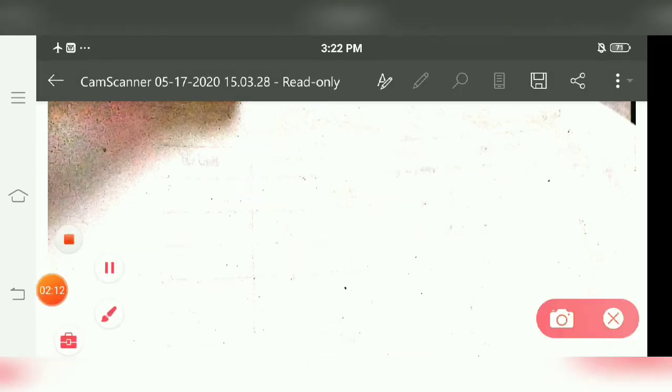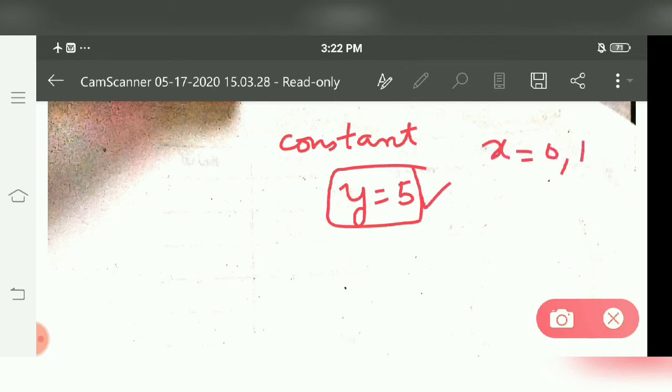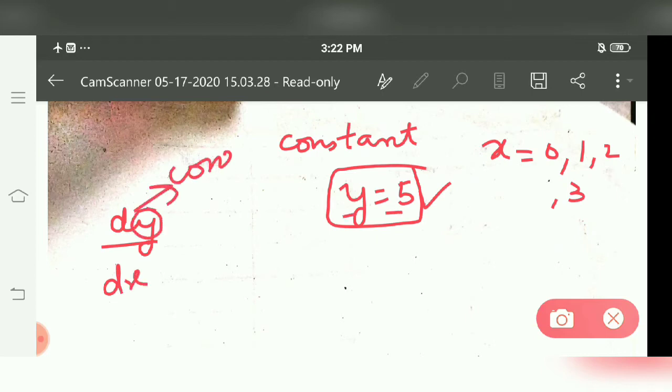So differentiation actually represents the change occurring in one quantity or variable with respect to the other variable or quantity. If we have a constant, say y equals 5, here y equals 5 means y is a constant value. If we have x equals 0, 1, 2, 3, and so on, and I find dy by dx here, y is not a variable, y equals 5 is a constant because it has a fixed value. So y is not going to change with x.